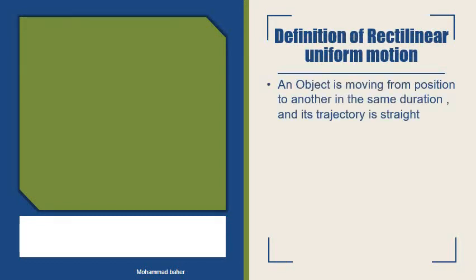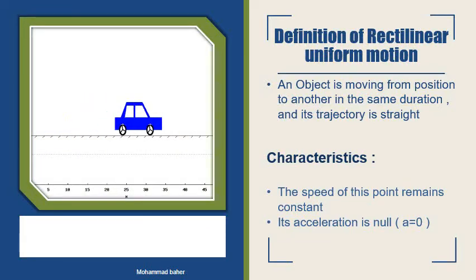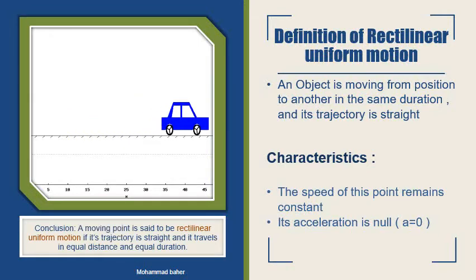First, we will talk about the definition of rectilinear motion, and you must deduce its definition and characteristics. As we see in this GIF, we are seeing a car moving on a straight line path. And there is a very important thing, which is that the car is traveling the same distance in the same interval of time. It's traveling 5 meters in 1 second. So we conclude that when an object is moving from one position to another in the same duration and its trajectory is straight, then this is rectilinear uniform motion.